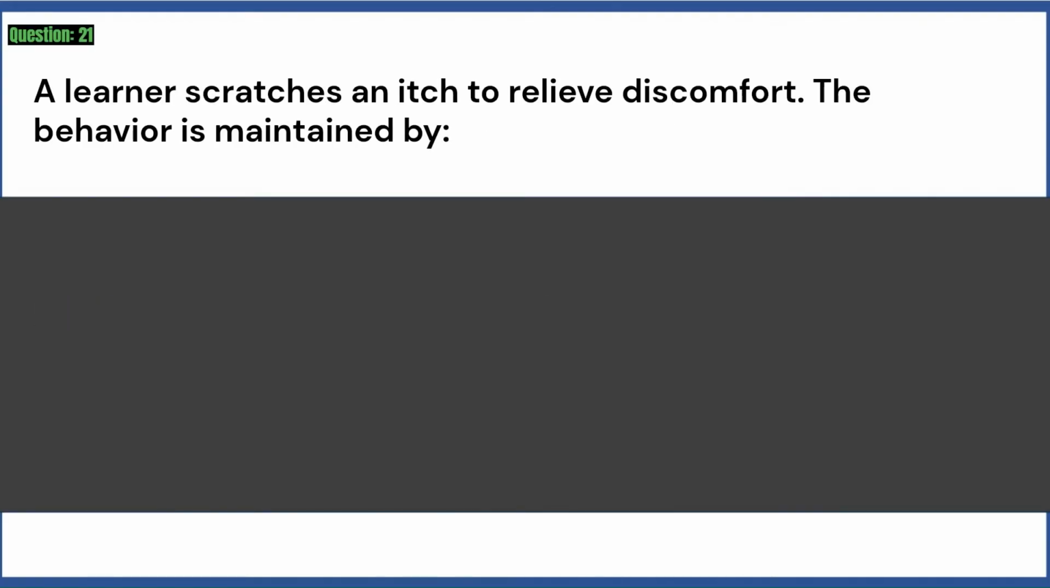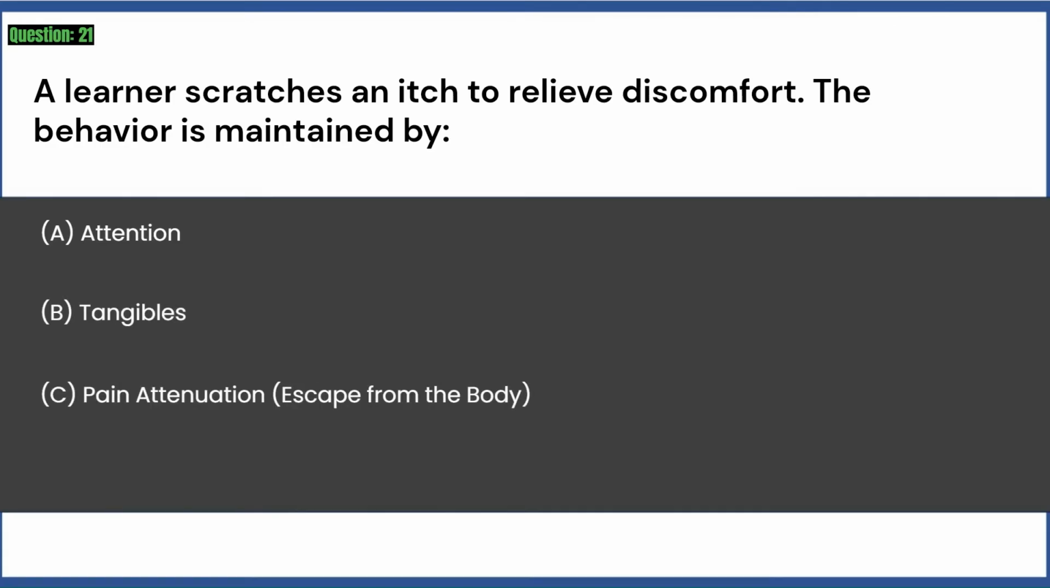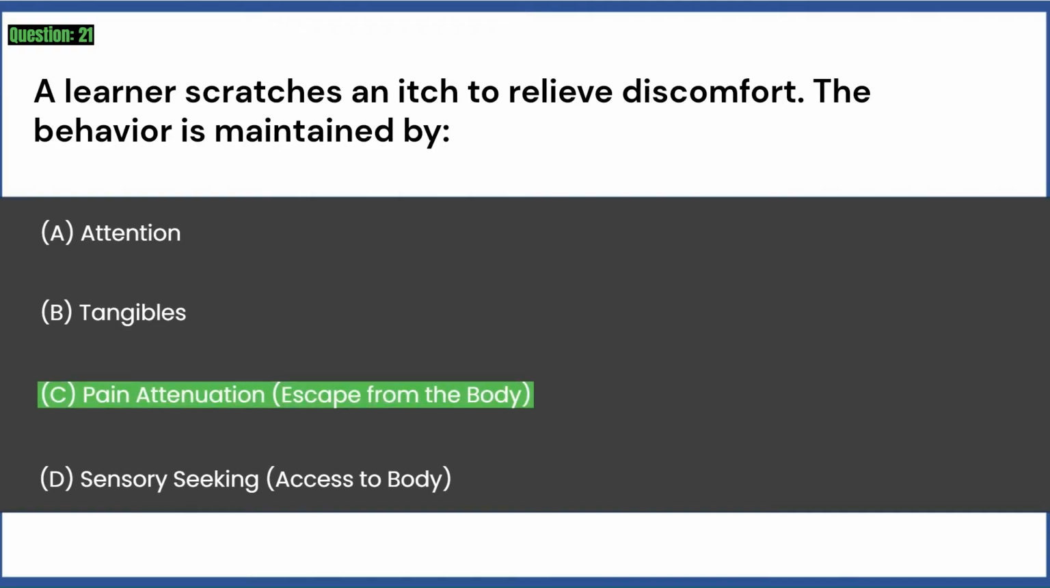A learner scratches an itch to relieve discomfort. The behavior is maintained by A. Attention. B. Tangibles. C. Pain attenuation, escape from the body. D. Sensory seeking, access to body. Answer: C. Pain attenuation, escape from the body.